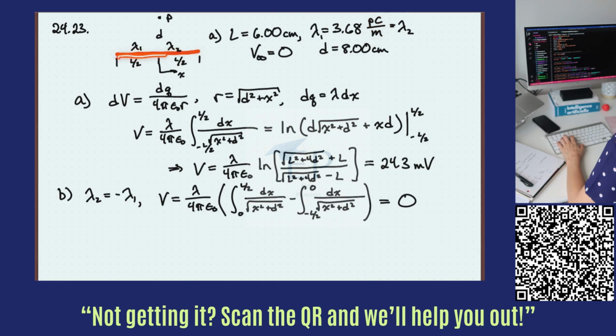In the first case, it's all positive. In the second case, it's positive on one half and negative on the other half. Again, we're told to take the voltage at infinity to be 0, and the distance d from the rod is 8 centimeters. So basically, this just comes down to a calculus problem. And I'm not going to go through all the calculus in detail. I'm assuming that you can do that on your own.